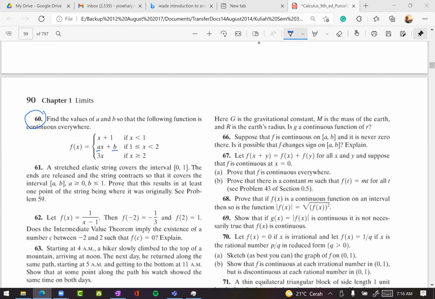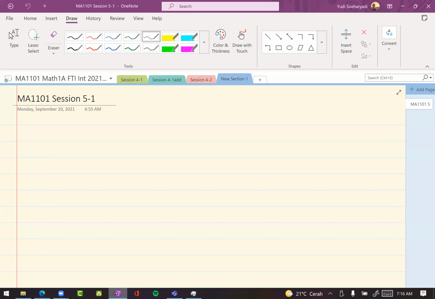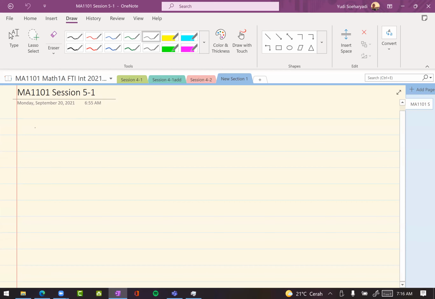Okay, so we want the limit from the left and the limit from the right at 1 to match up, and also at x equals 2. All right, so let's do the problem. Okay, so that's problem 16. I don't know which page that is. Later.